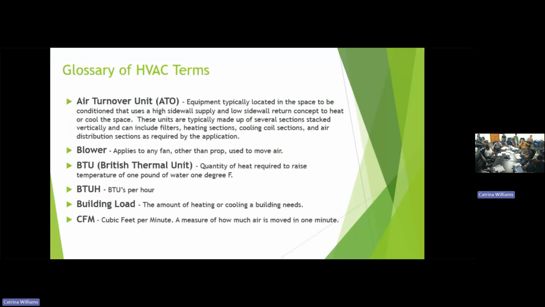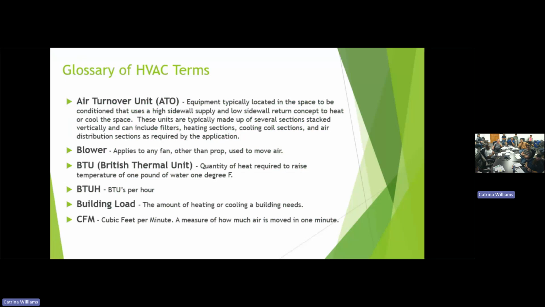Exactly. So an air turnover unit is designed typically to be set in a space, typically indoors. We do make a few outdoor models, but it's a low level return, high level discharge. We bring air in at the floor level, we condition it, whether it's heating, cooling, filtration, whatever, and discharge it up above the work level. And that constantly rotates.